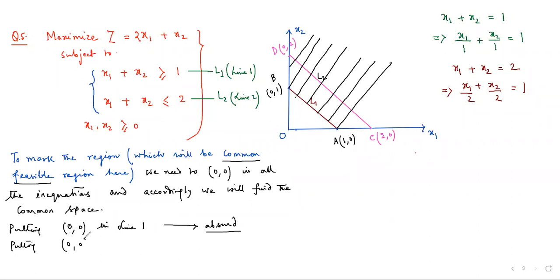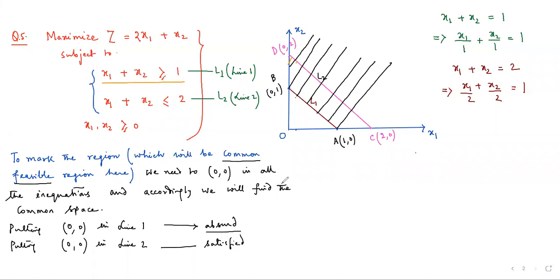Putting 0, 0 in line 2, we get that the inequation is being satisfied. So what portion of line 2 will be the region? Lower side. Why is the shade towards the opposite direction? Because 0, 0 is not satisfying this equation: 0 plus 0 is greater than or equal to 1.